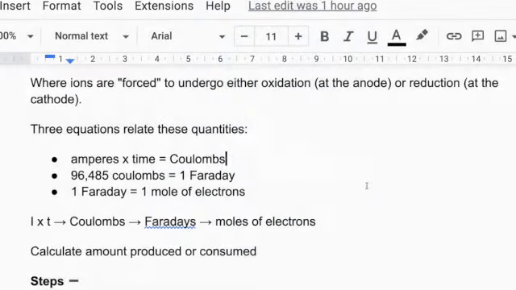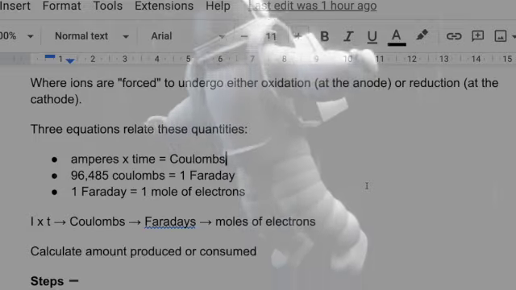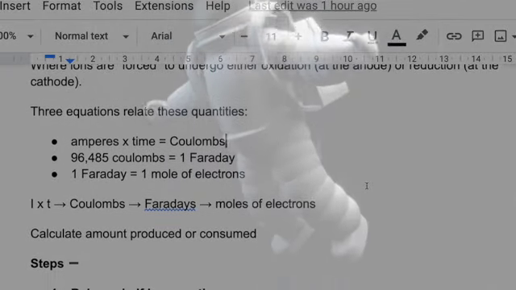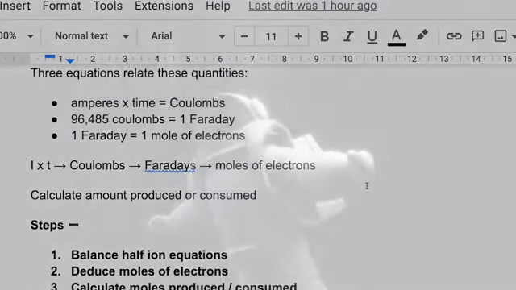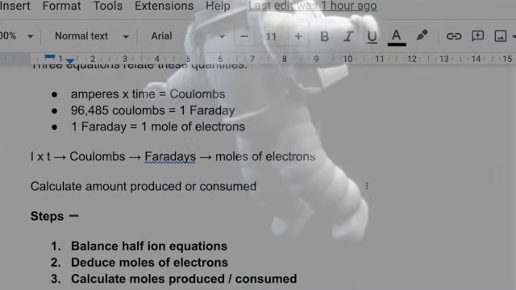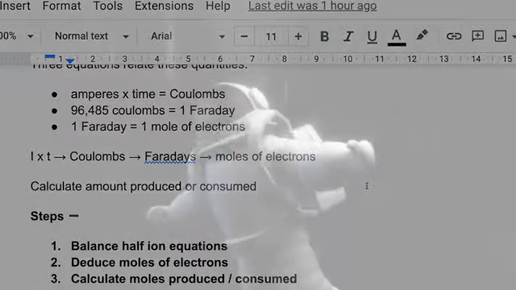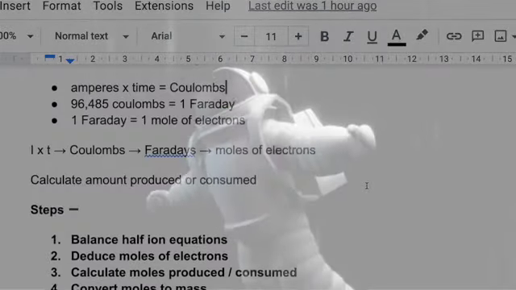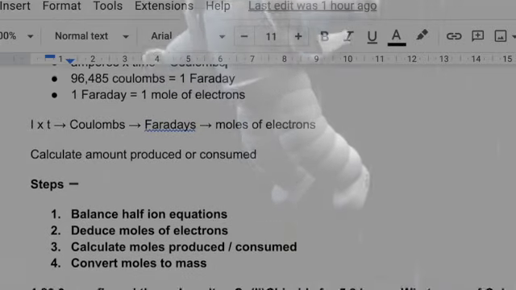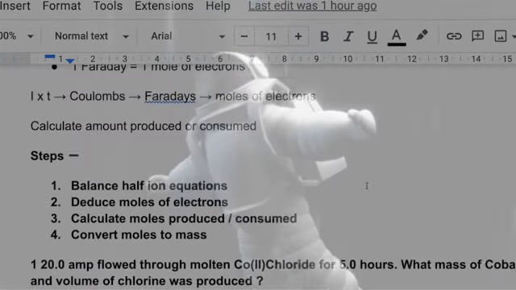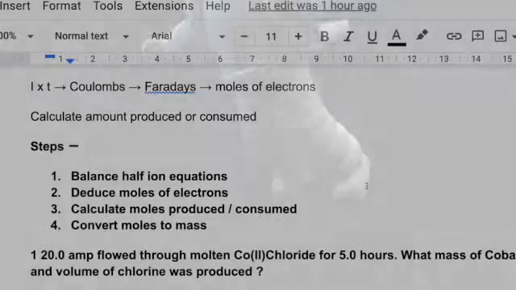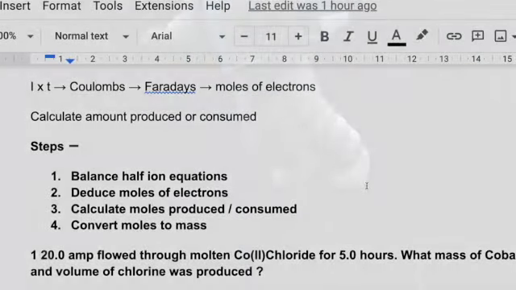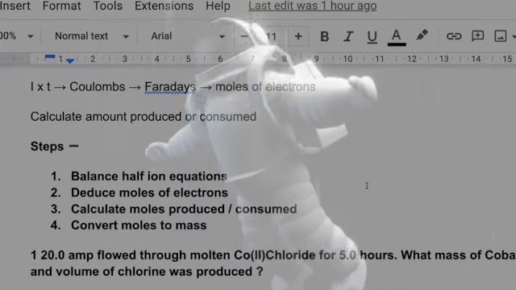These calculations are merely mole calculations with a little bit of Q equals IT and Faraday's constant thrown in for good measure. The three equations you can see there. The data booklet will give you 96,500 coulombs for 1 Faraday, which is the charge in coulombs on 1 mole of electrons. We'll be looking at going between Q equals IT to coulombs to Faraday to moles of electrons, forwards and in a reverse direction as well.